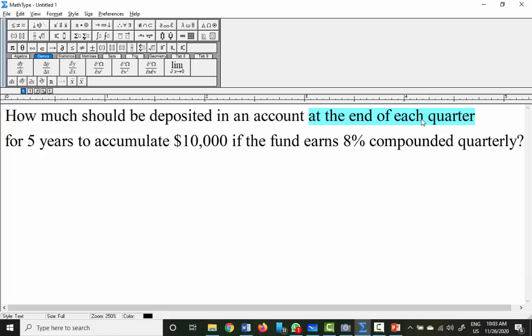Not a single quarter, multiple quarters are there. So at the end of every quarter you need to make some payment. In 1 year you will make 4 payments, 4 installments, and in 5 years you will make a total of 20 installments or 20 payments.